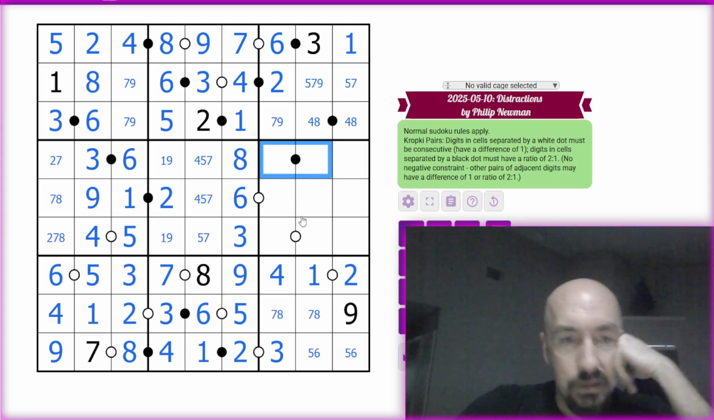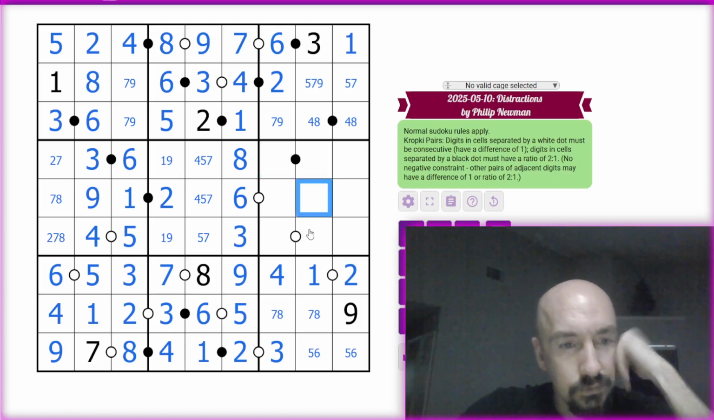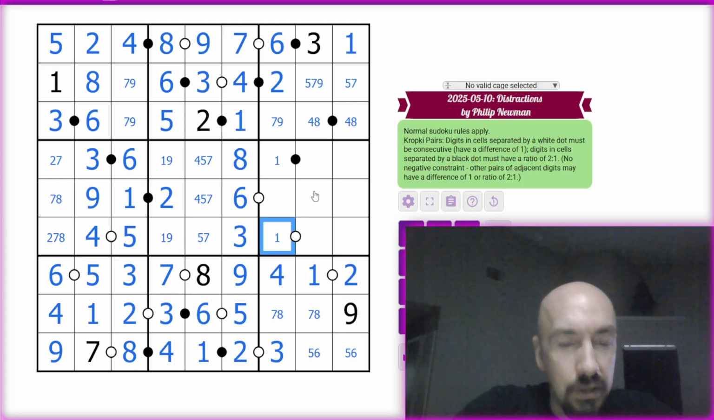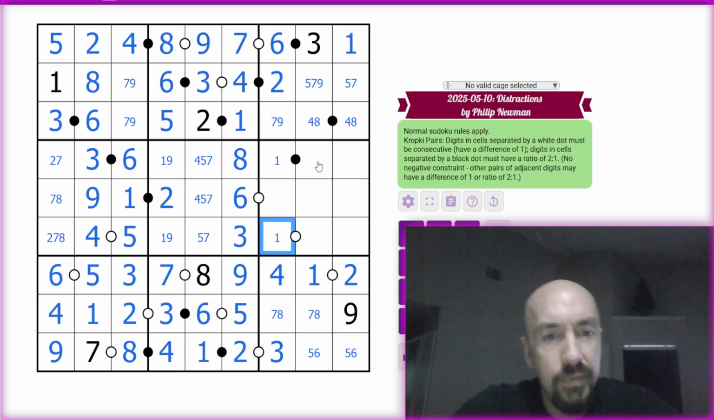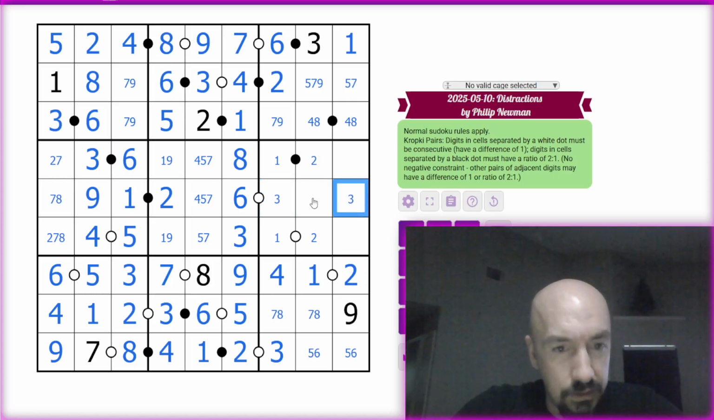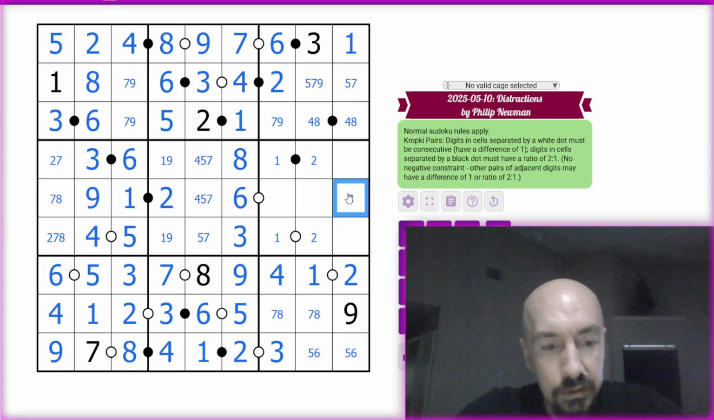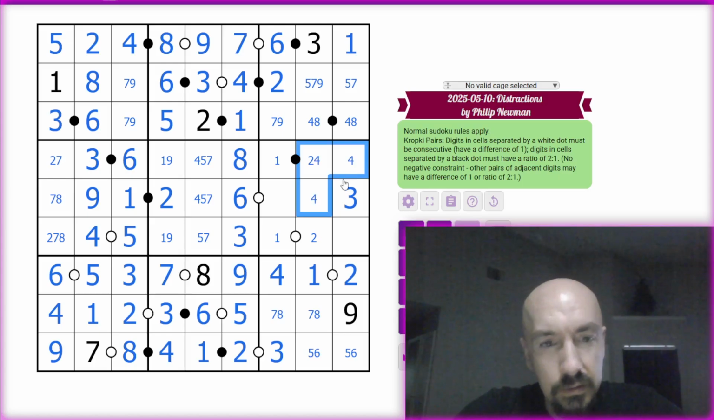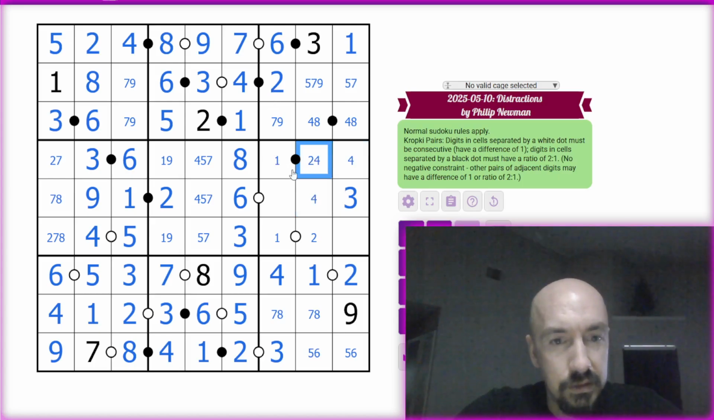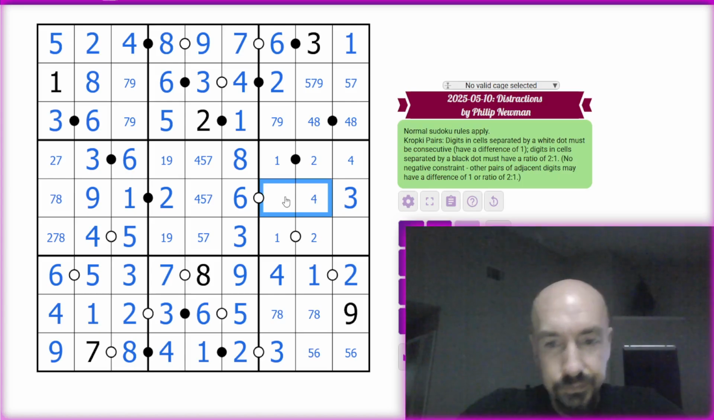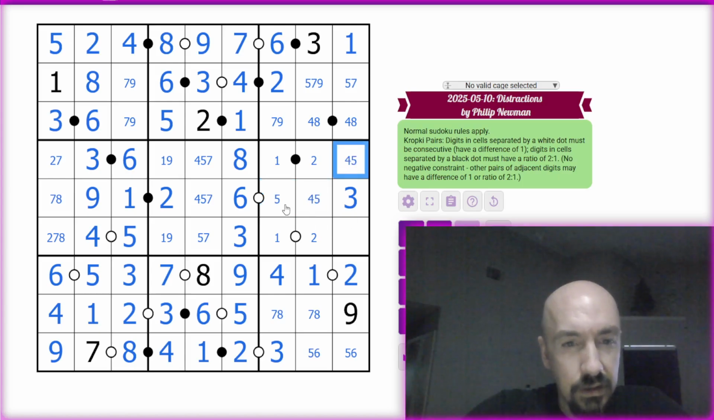I'll hang off for a second. All right, let's pencil mark though. So we got 1s there. 2s are here. 3s are here, but it can't be there, so we can place this 3. 4s are here. This cannot be a 4 though, because that can't be a 2 or an 8. 5s are there. 6s are down here.